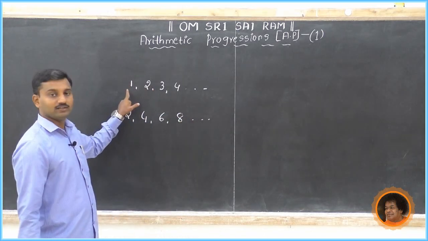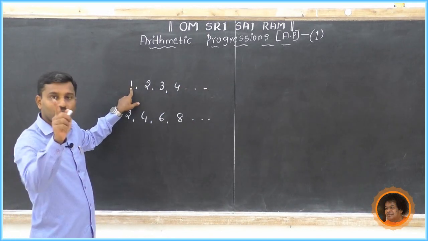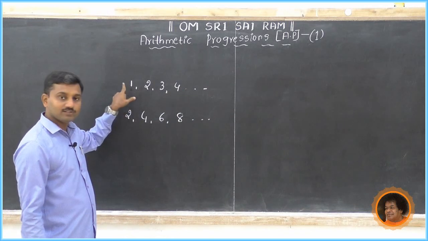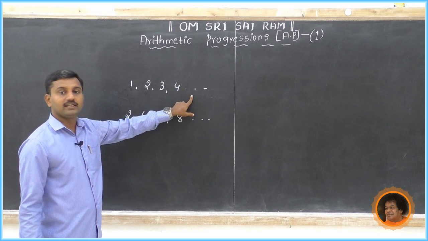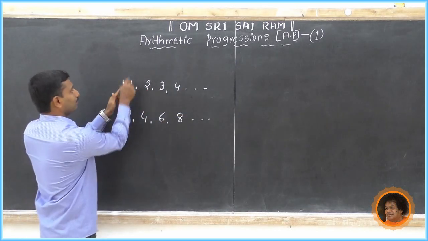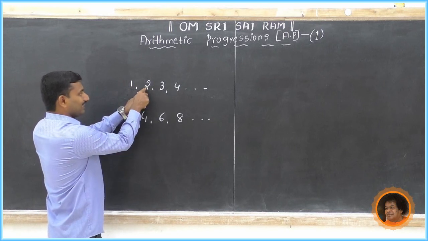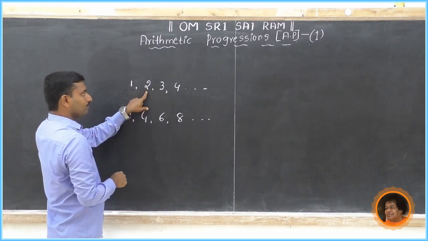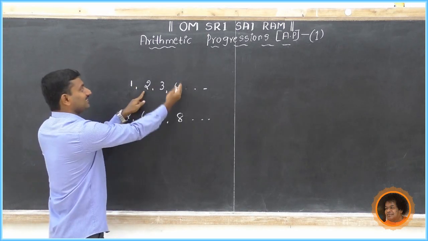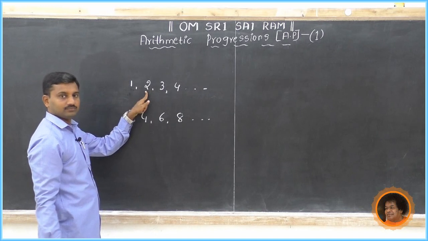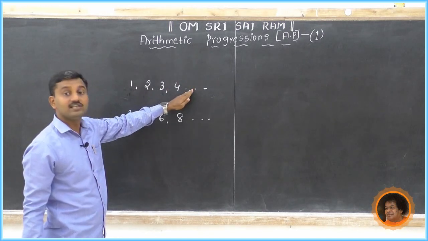So look at the first one, 1, 2, 3, 4, and so on. Here the first term is 1. And the next term is obtained by adding 1 to the previous term. So remember, with respect to 2, 1 is known as the preceding term and 3 is known as the succeeding term. With respect to 3, 2 is the preceding term and 4 is the succeeding term.